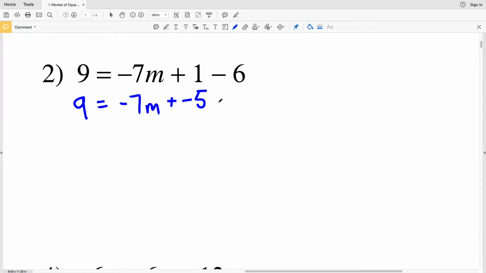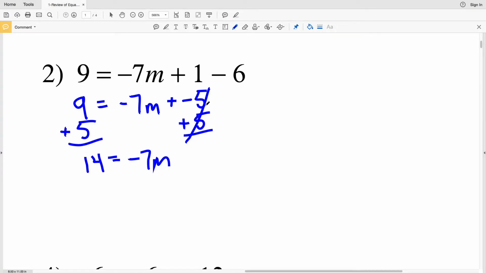Now I want to isolate this m, so I'm going to move the negative 5 to the other side of the equation. I'm going to do that by adding 5. 9 plus 5 is going to give me 14 on the left-hand side, and I'll be left with negative 7m plus 0, since negative 5 plus 5 is 0. So in order to move a value to the other side of the equation, you're just going to add the opposite sign. So if this is a positive 5, we would subtract 5. But since this is a negative 5, we're adding 5.